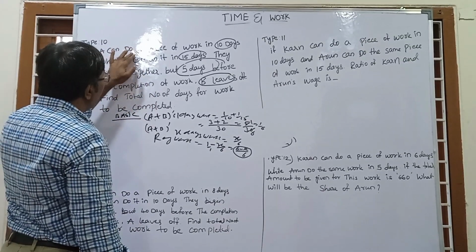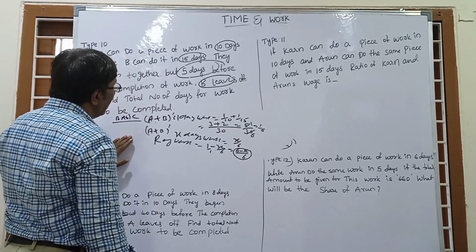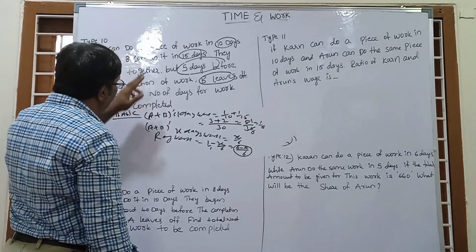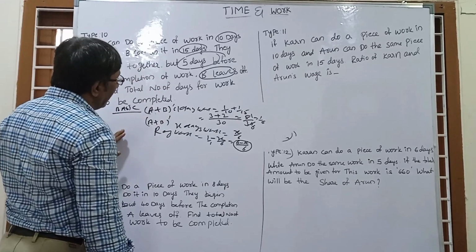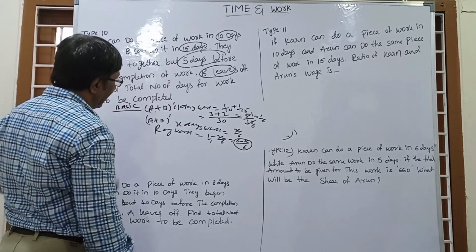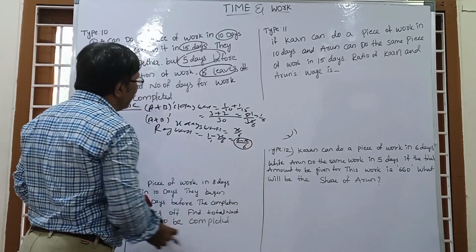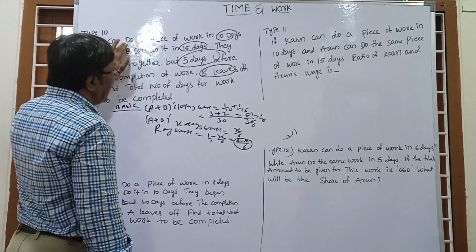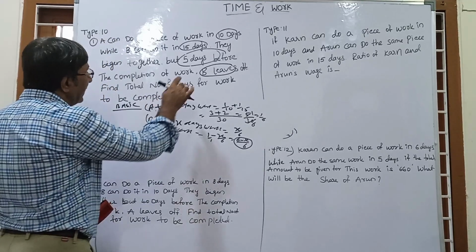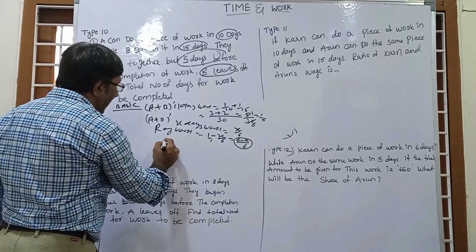A does the work in 10 days, so one work in 10 days. That means in one day he can do 1 by 10 of the work. Now this remaining work is done by A in 5 days. So 5 days of work is 5 by 10, because one day of work is 1 by 10.